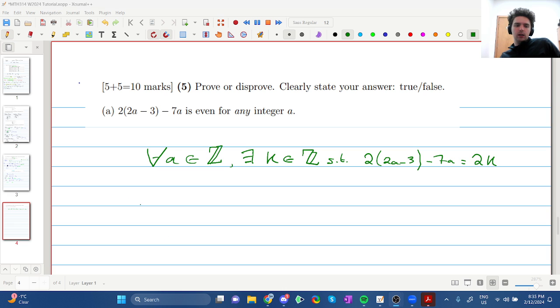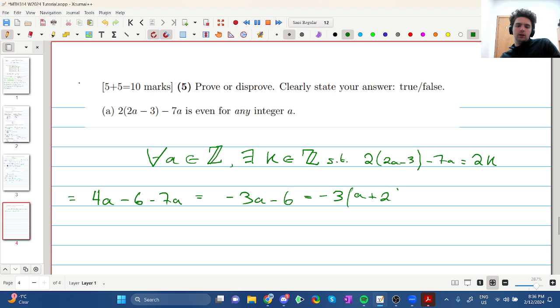Let's prove this. So the way I would probably do it, you can start by trying to find a counterexample, but why? Well, you have some stuff you can do here, right? You could first of all distribute this: 4a minus 6 minus 7a. And if you could factor out a 2 from everything, it would be even, because it would be 2 times an integer. But we will just attempt that. We'll see, right? So 2 is 4a minus 6 minus 7a. So I can combine this: negative 3a minus 6. And I can factor out a negative 3 if I want, as negative 3 times a plus 2. Okay, so we're here now.